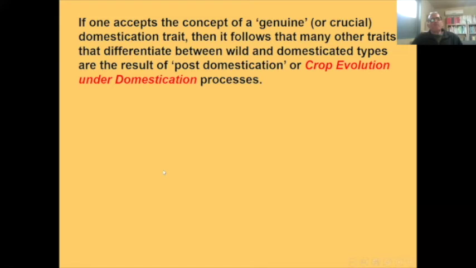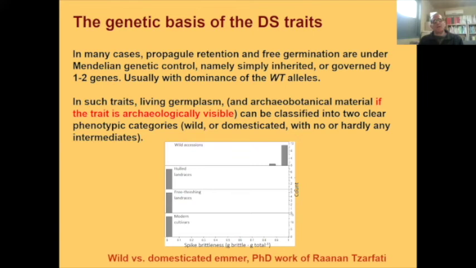So if one accepts the concept of genuine domestication traits, then it follows that many other traits that differentiate between domesticated plants and wild ones are the result of post-domestication, or as it is better termed, crop evolution under domestication processes. And one way to differentiate between such traits is to study their genetic basis.